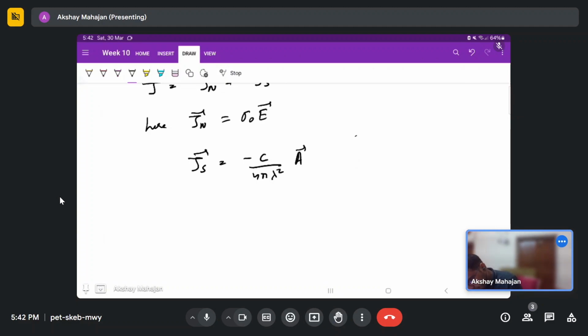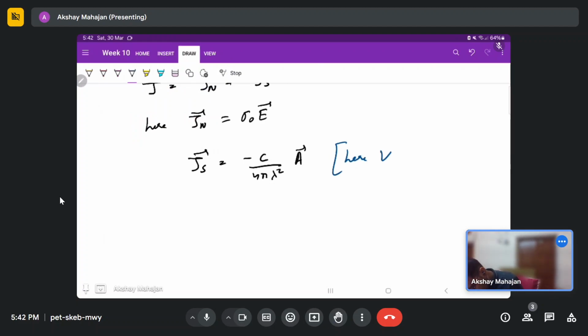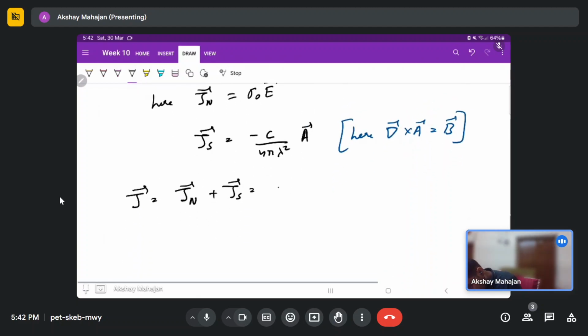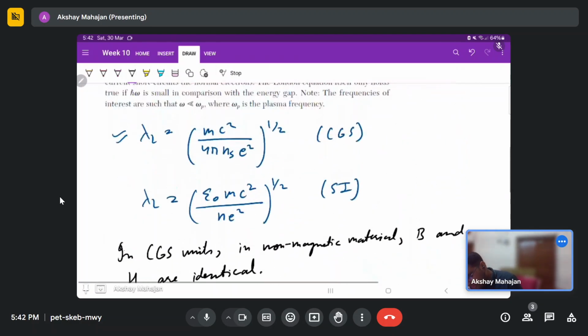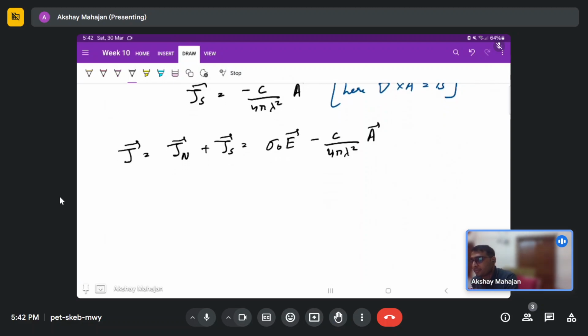Okay, and remember, on the side here, curl of A vector is equal to B vector. We will use it later as well. So now this J vector is given by Jn vector plus Js vector, which is equal to sigma naught times E vector minus C upon 4 pi lambda square times A vector, where lambda is lambda L only. I'm just writing it as lambda L. So we have the J vector.